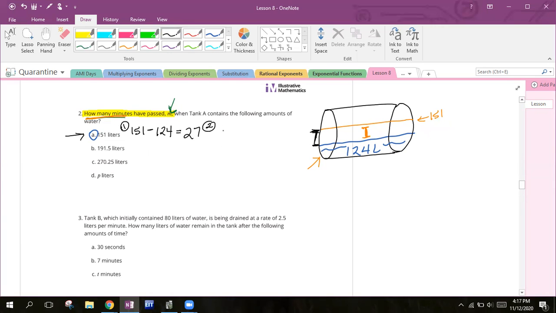So then my second step is that I have to take that 27, and again, it's filling up at a rate of 9 liters per minute, so I have to divide that by 9. So that's going to be, it's going to take 3 minutes to fill it up at that rate.